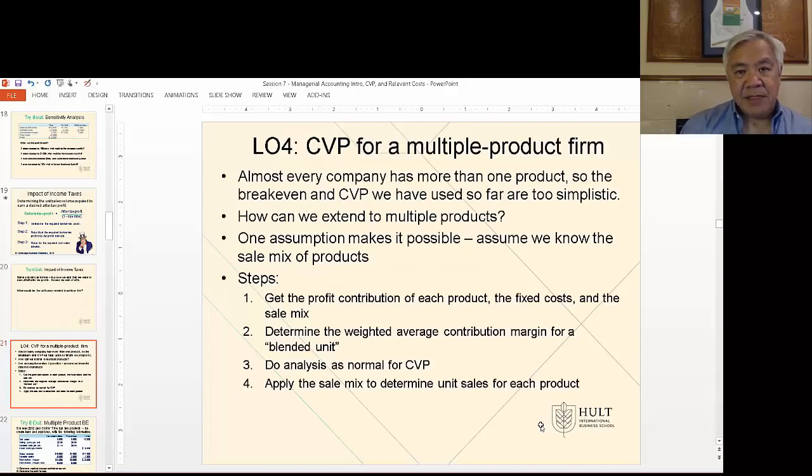So next is what happens if we have more than one product. Most companies do. This is not hard if we allow ourselves to make one big assumption, and that assumption is what is the unit sales mix of products.